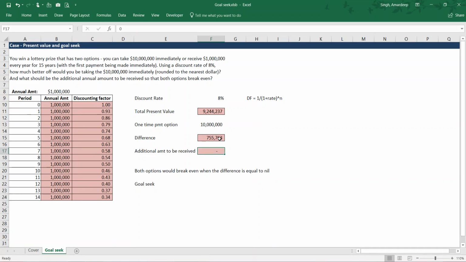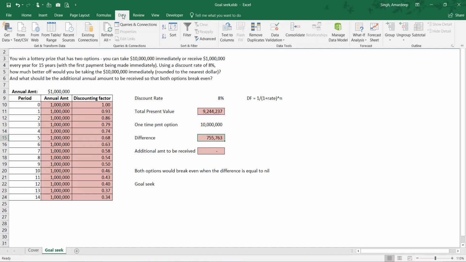cell. Alright, so let's go to goal seek functionality that you would find in data tab. Click on data tab in the ribbon. On the right hand side you would see something called a what if analysis. Under what if analysis you would see there are 3 options, and right now we are talking about goal seek. So as you can see, it mentions that goal seek is used to find the right input for the value you want. Alright, so we need to find out the right input in terms of the additional amount to be received. And what is the value that we want? We want the difference amount to be equal to 0.